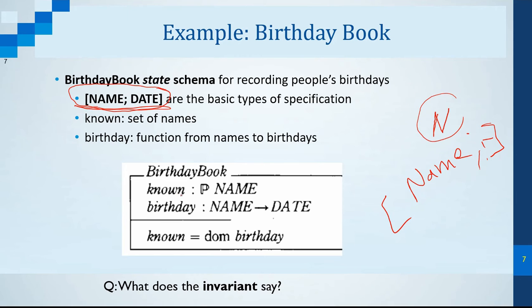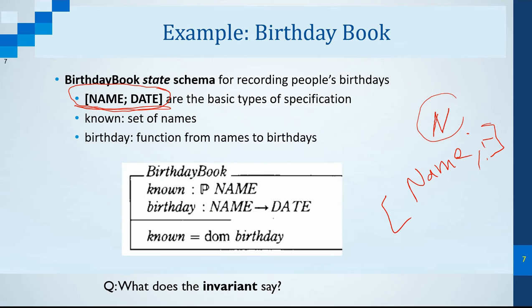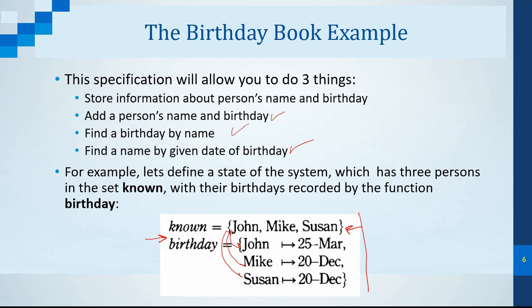So the noun here is a set of names. As you see in this example, the noun is also a set of names. We have here the birthday. We define the birthday with the same structure: you see here we have this name, then an arrow, and then dates. So the same structure as this.